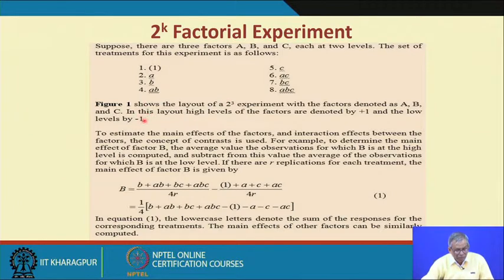Okay. Now if you refer to this figure 1, I'll show you figure 1. Figure 1 shows the layout of a 2 to the power 3 experiment. That means there are 3 factors, each factor at 2 levels, with the factors denoted as A, B and C. In this layout, high levels of the factors are denoted by +1 and the low levels by -1. Is it okay? To estimate the main effects of the factors and the interaction effects between the factors, these are the 2 important considerations you have. The concept of contrast is used. It's clear? So already we have defined what is a contrast.